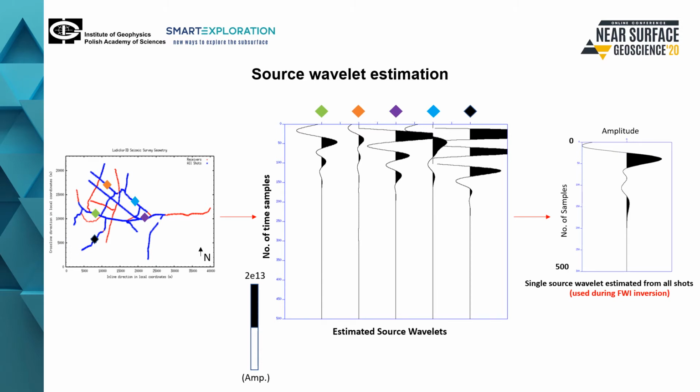Here we can see the source signature obtained using the FAT model for different parts of the survey area, shown by colored diamonds on the left figure. The difference in the source signature and amplitude response, shown in the central figure, represents the local variability of the near surface. Finally, we use the average source signature for all the inversions, which is shown on the right.